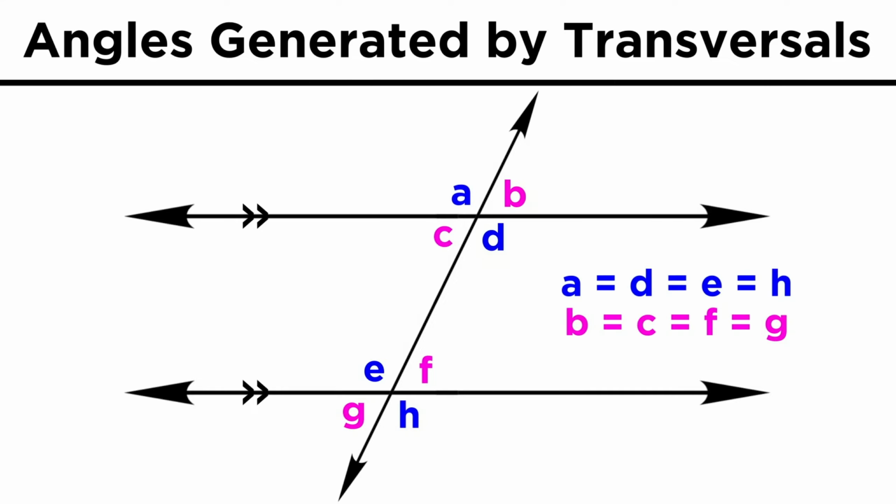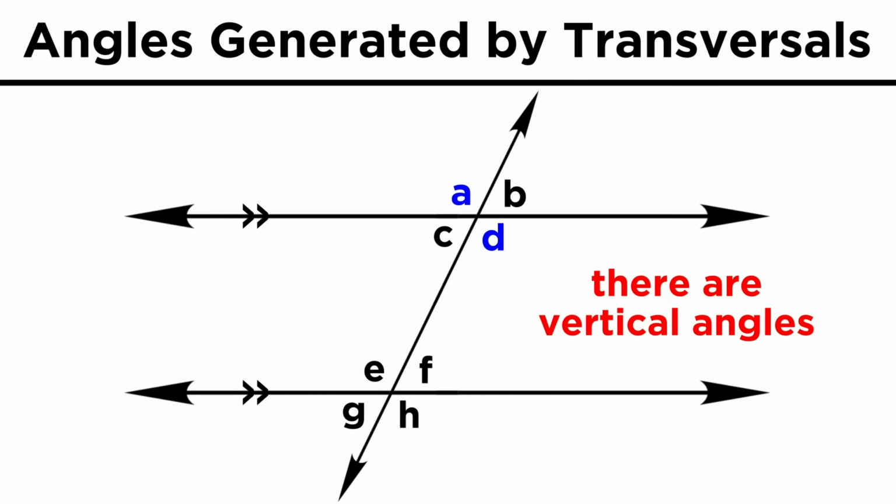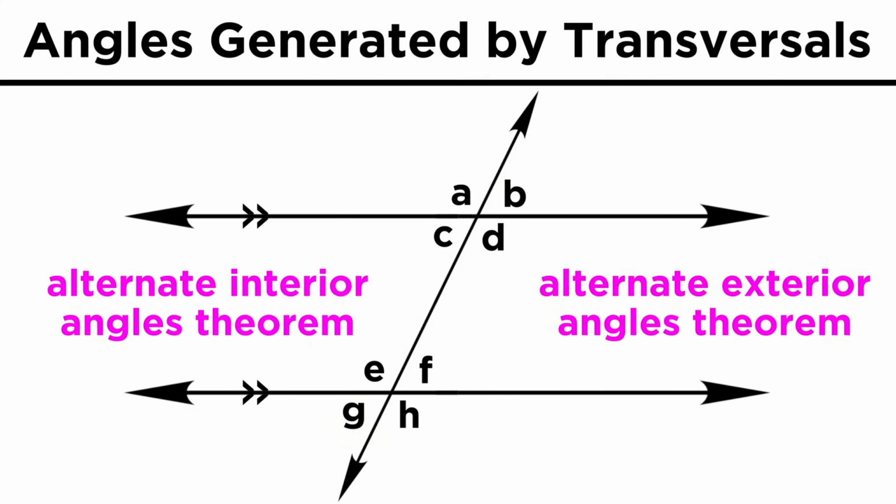Because of the relationships between vertical angles and supplemental angles, we can see that there are two sets of four equivalent angles here. First, each angle is equal to the one across from it. Then, these angles here are called alternate interior angles, and if these lines are parallel, they must be equal. The same goes for these alternate exterior angles. They must also be equal. This is stated by the alternate interior angles theorem and the alternate exterior angles theorem.